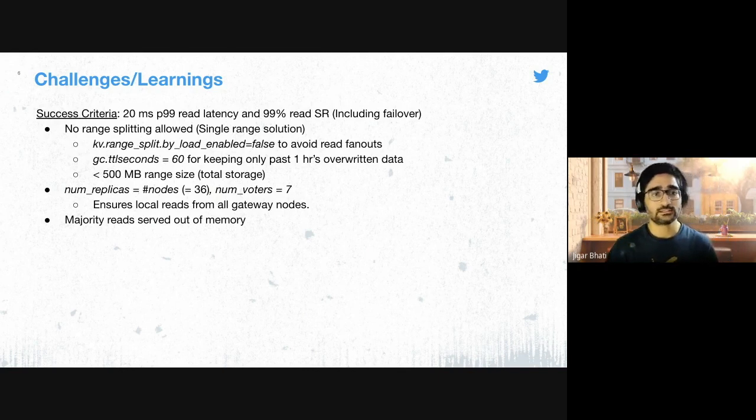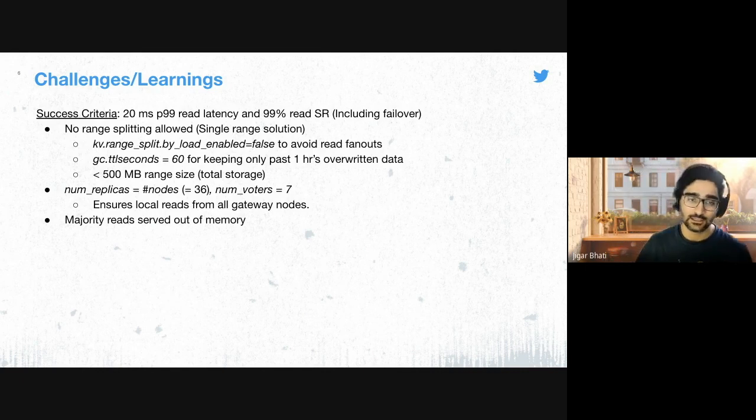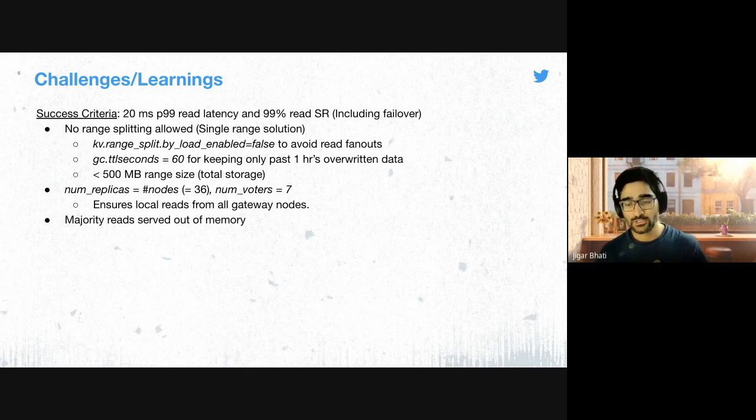The other part is we set the number of replicas to be equal to the number of nodes in the cluster, which is 36. And we set the number of voters to be 7, where all the other nodes are non-voting replicas. And the reason we did this is, whenever a request hits the CockroachDB cluster, it hits the gateway node first. And then the gateway node, based on the keys, decides where the ranges are located and tries to get the data out of those nodes. So there's an additional network call that happens. But we wanted to prevent that to meet the latency criteria. So we made sure that all the gateway nodes are able to act as replica nodes as well.